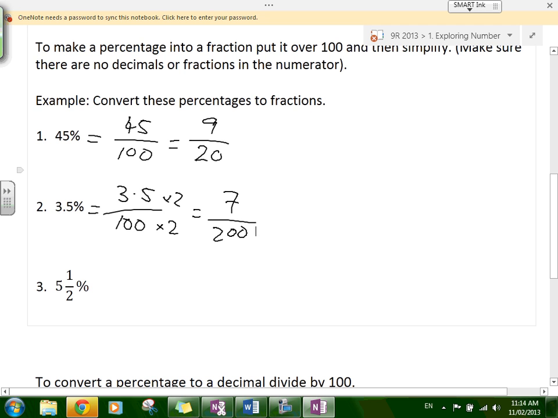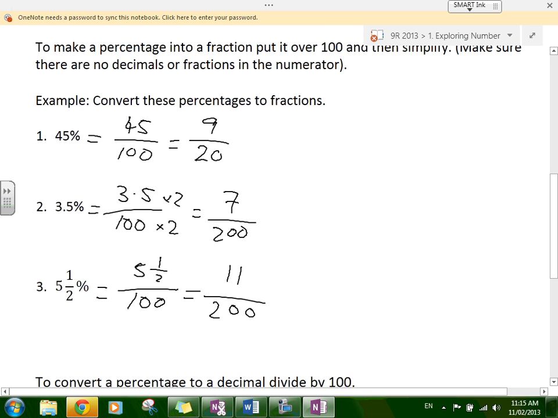And 5.5%, same idea. We simply do 5.5 over 100, which is not proper notation, so we have to change it. Again, I can multiply top and bottom by 2. 5.5 times 2 is 11, and 100 times 2 is 200. So 11 over 200. Alright, any questions? We're all good with this?